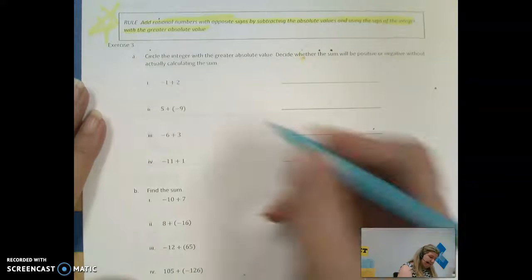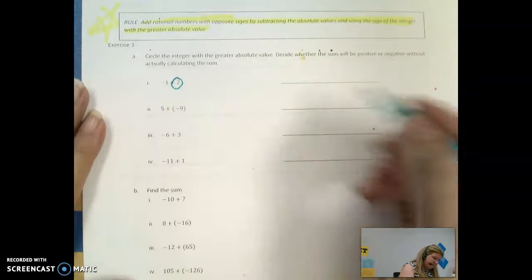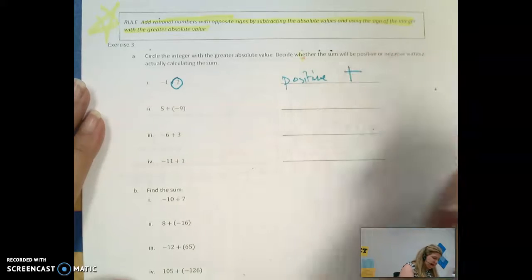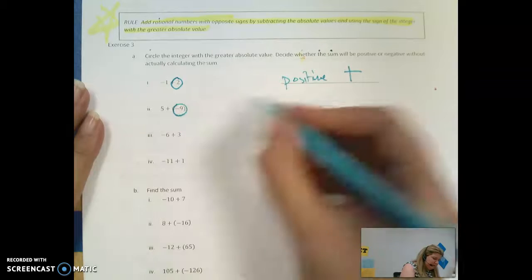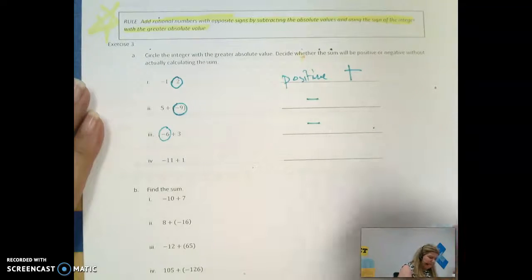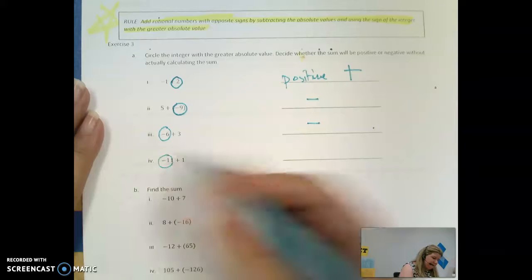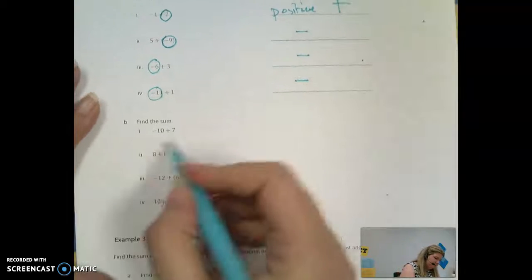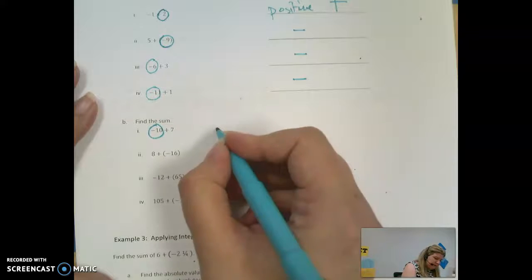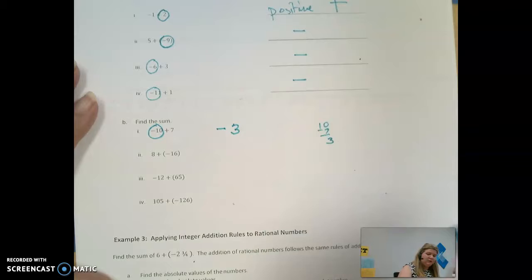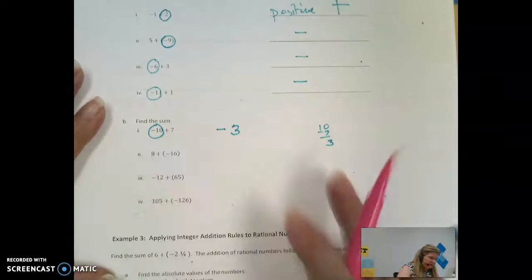So, circle the integer with the greater absolute value. Which arrow would be longer? That one. And it's positive, so my answer will be positive. I'm just going to use signs this time. This one, negative. Okay, look at this one. Greater absolute value. This one, greater absolute value. Okay. Then you're going to actually find the sums here. So greater absolute value, my answer is going to be negative. 10 minus 7 is 3. Negative 3.